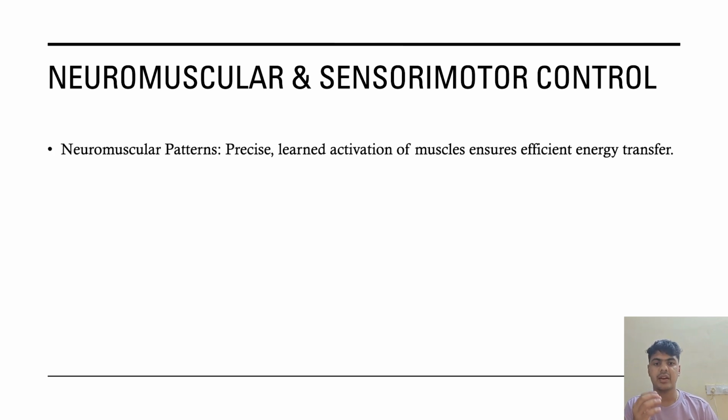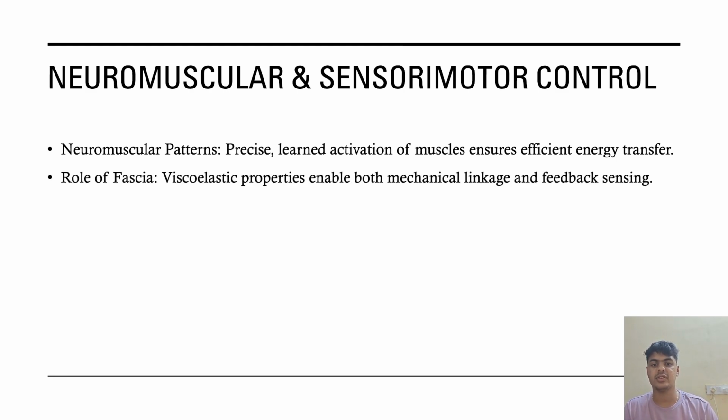Neuromuscular and sensory motor control. So neuromuscular pattern, precise learned activation of muscle, ensures efficient energy transfer, as we saw before. A proper chain of movement, so that the action happens. Role of fascia. The viscoelastic property enables both mechanical linkage and feedback sensing, as we saw before.